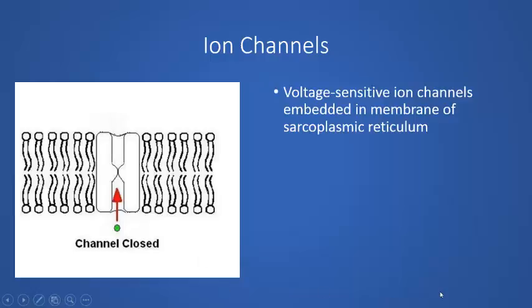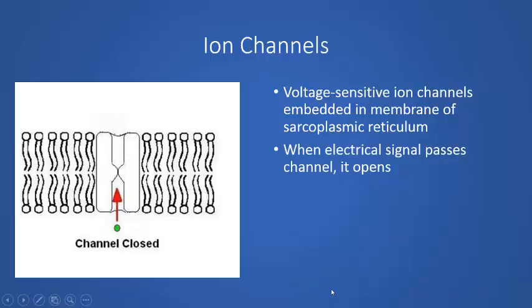We also learned that these gates, these ion channels that function as gates, can be opened or closed in three different ways. The three ways that we learned that ion channels can be opened or closed is that they can be voltage sensitive, they can be chemosensitive, and they can be mechanosensitive. In this case, the ion channels in the sarcoplasmic reticulum are voltage sensitive. So they are closed until an electrical signal passes nearby, which will cause them to open.